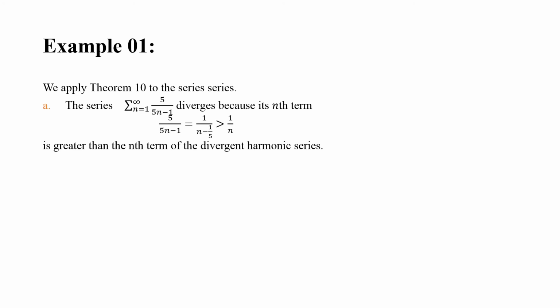Okay, let's apply this theorem in order to determine the convergence or divergence of series. First example, we have the series sigma n from 1 to infinity of 5 over 5n minus 1. Because we have n in the denominator, that is, a linear polynomial in the denominator, we can compare it with 1 over n. And sigma 1 over n is a divergent series, so we know that.